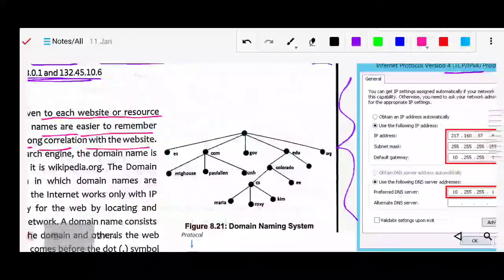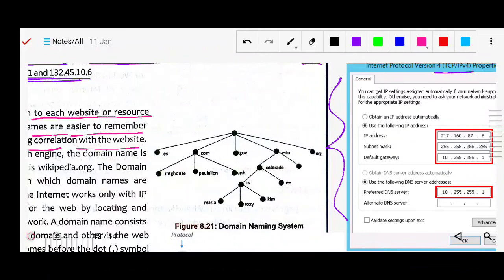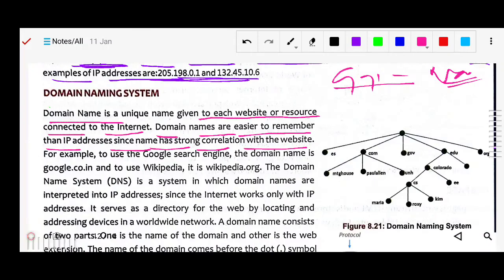Actually, the best example is your mobile phone. Generally the numbers are saved with some name, because we are not able to remember or recall the numbers alone. Whatever the number is, we save it with a name, because it is easy to identify and easy to remember. The same thing the domain name system, DNS, does: it gives names to the IP addresses.